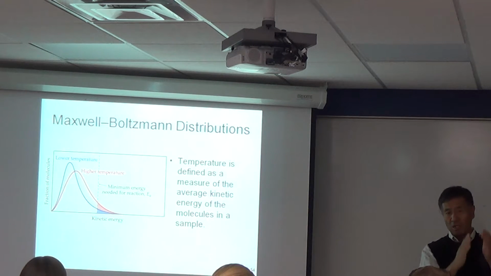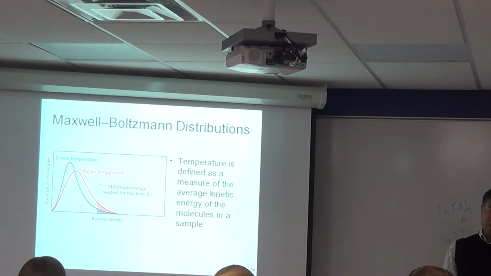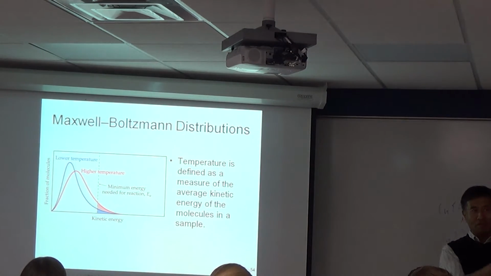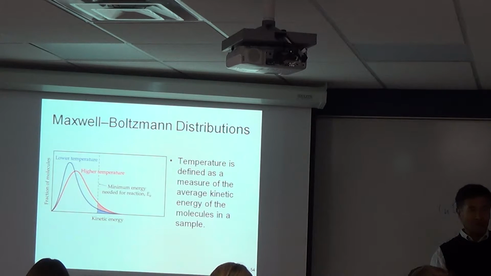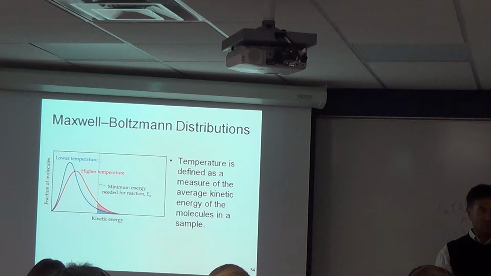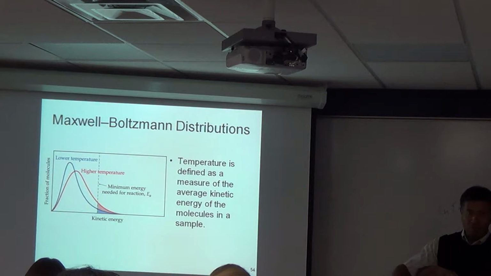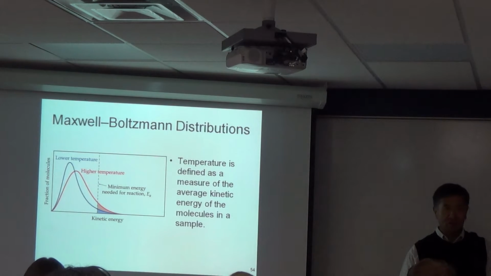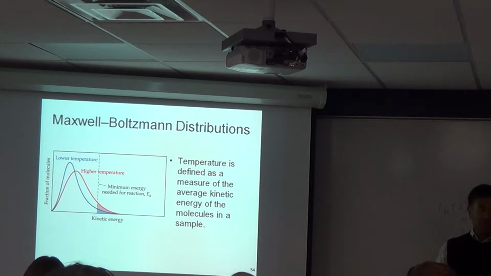That makes sense, because if your temperature becomes 0, then everything is not moving, and they all become a delta line like this. Everyone is 0. Then as your temperature increases, it gradually becomes more and more distributed. What is interesting from this curve is that we can learn the temperature dependence of the reaction rate.